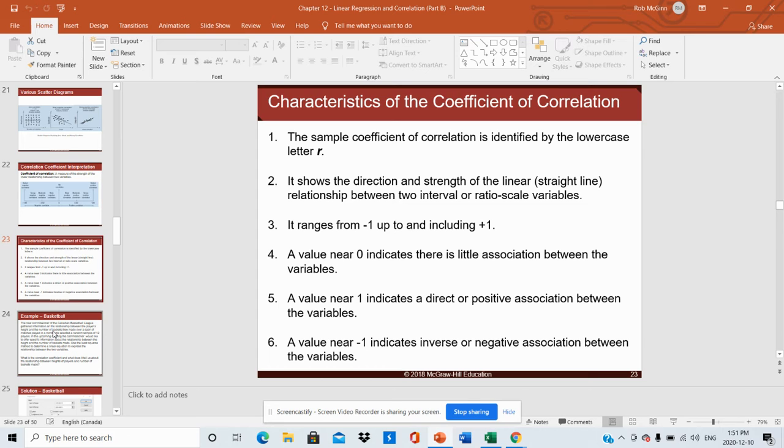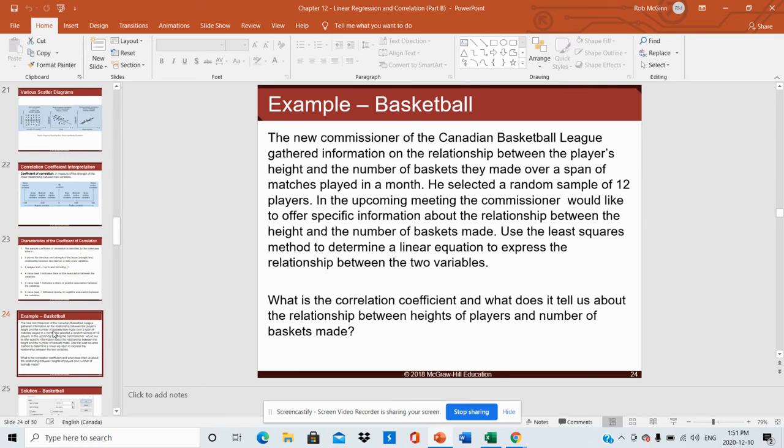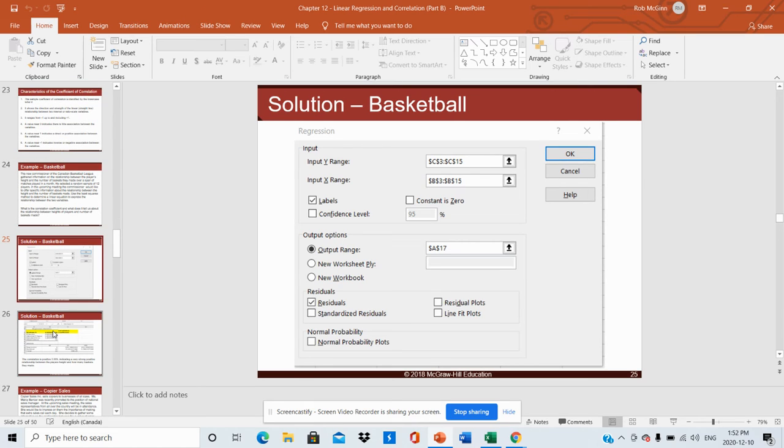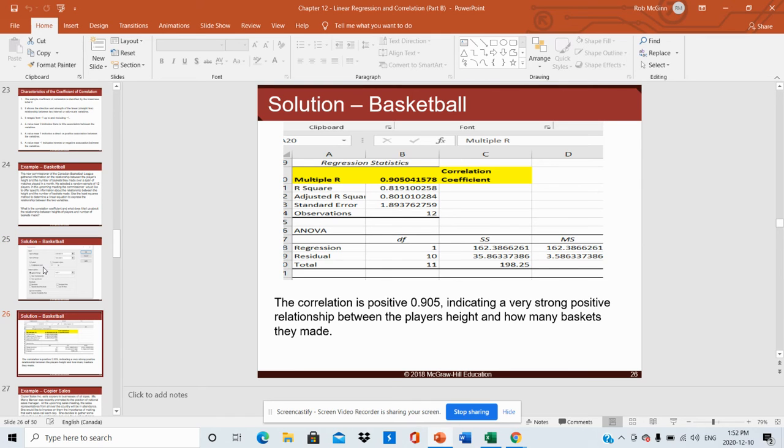So let's go back to our Canada Basketball League example here. We're going to go back to our chart. We're going to identify the correlation coefficient, and then we're going to actually interpret it. So just a friendly reminder, data analysis, go to regression. This is what your input should be for your regression table. You'll click OK and poof, we get our linear regression analysis table.